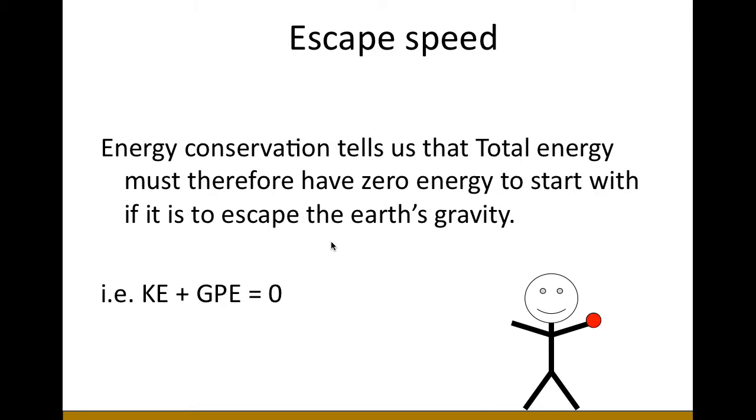Energy conservation tells us that the total energy must therefore be 0 to start with if the object is to escape the Earth's gravity. So the total amount of energy is the kinetic energy plus the gravitational potential energy, and this is set to 0. Understanding this will help us to determine the speed of an object.